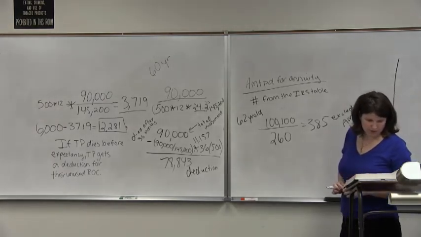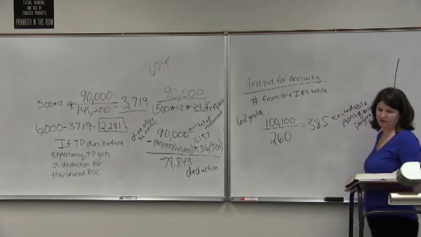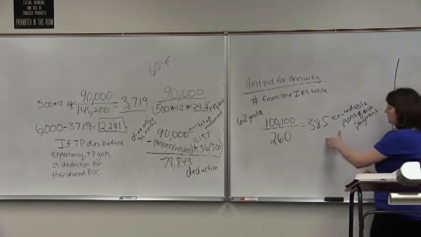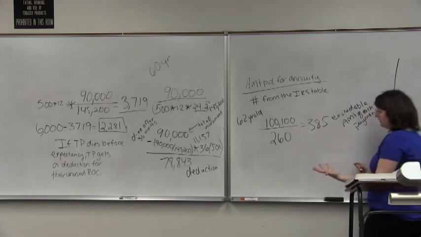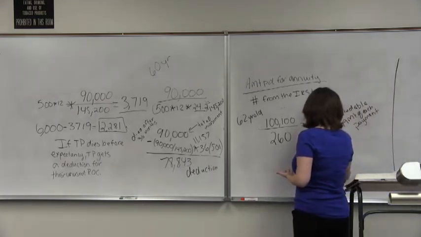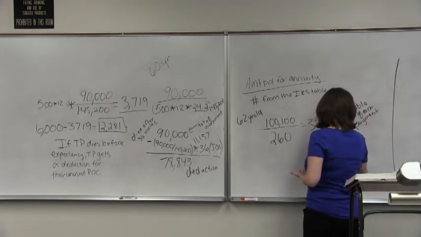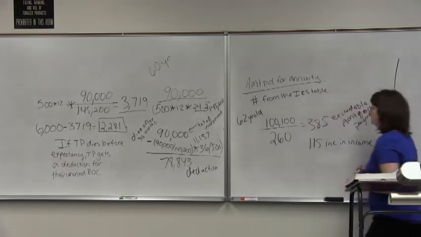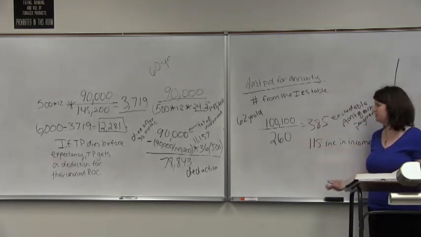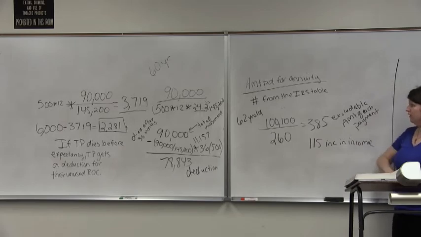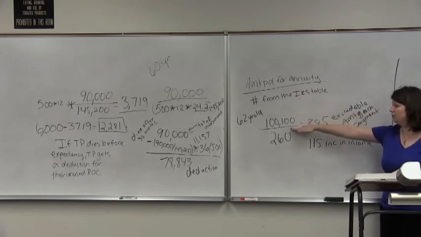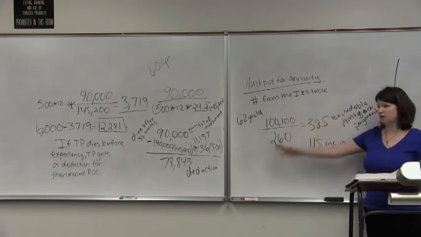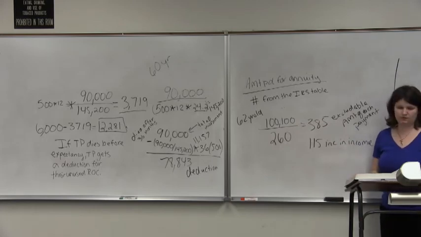It says each payment is $500. So of each payment, 115 of it will be included in income. So that's how the simplified version works. With this one, you only put the number on the numerator and then you go find the number from the denominator.